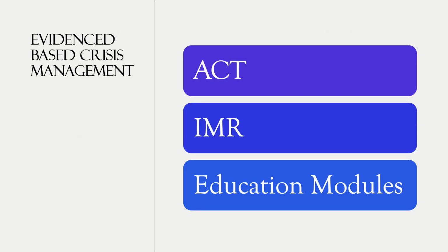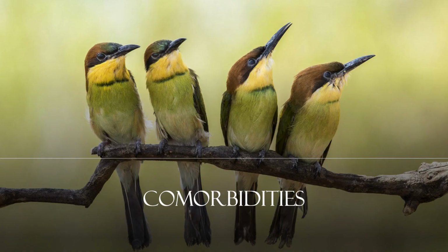Some examples of evidence-based crisis management programs are Assertive Community Treatment, or ACT, which is an evidence-based case management program that involves a multidisciplinary treatment team. Then there's also Illness Management Recovery, or IMR, which is an evidence-based recovery program with education modules covering topics relating to mental illness, supports, group medication, coping, reducing relapse, and so on.